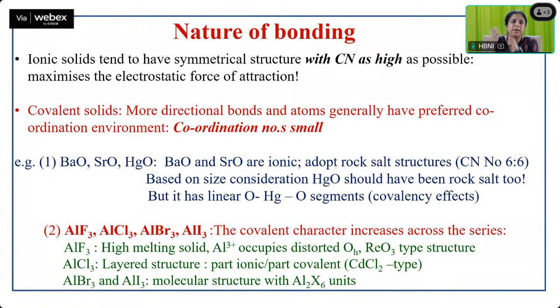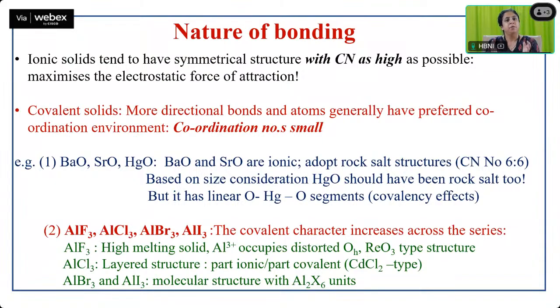But at some time, the anions that are surrounding the cation will experience the repulsion of the electron cloud. So that means they will be at an optimum distance from each other. If you look at both of these things, what it implies is that ionic solids will tend to have coordination number as high as possible and a symmetrical structure.